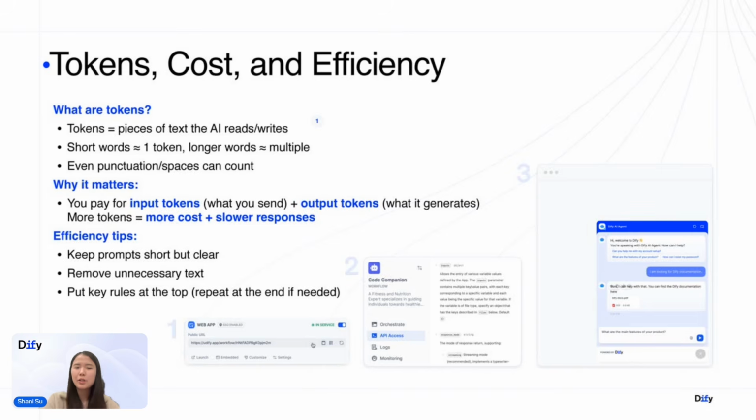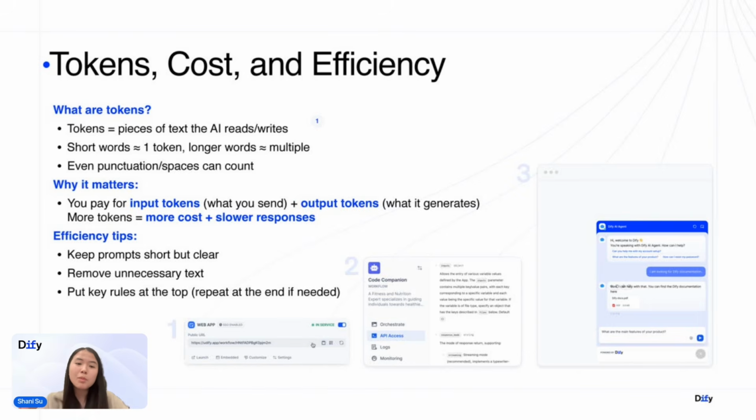And why does this matter to you? You pay for input tokens, what you send to the LLM, and output tokens, what the LLM generates. More tokens equals more cost and slower responses. So it's a bit of a trade-off with how thorough you want your prompt to be. If you have very specific instructions, it'll probably be more costly than if your instructions were very vague.